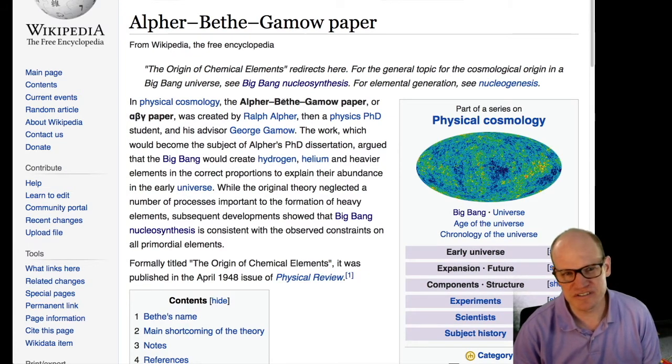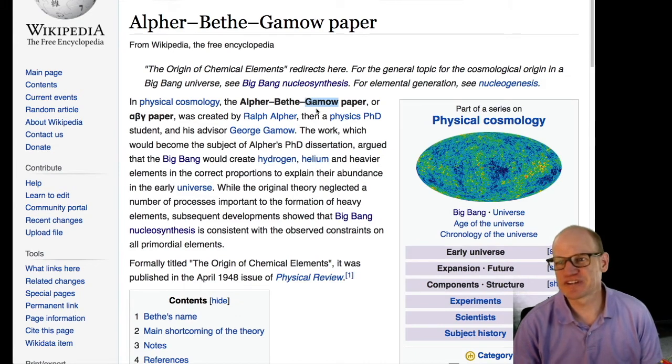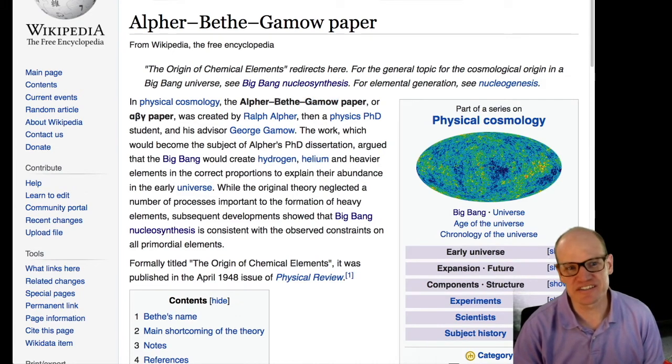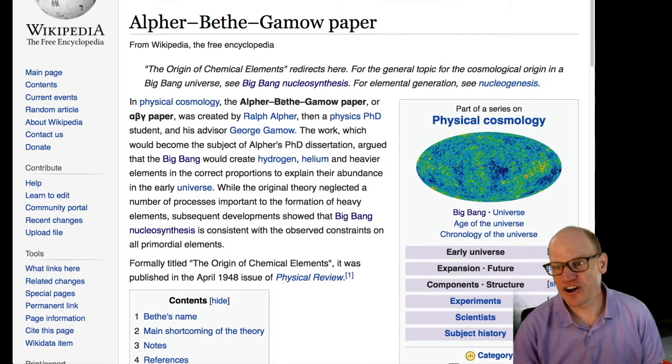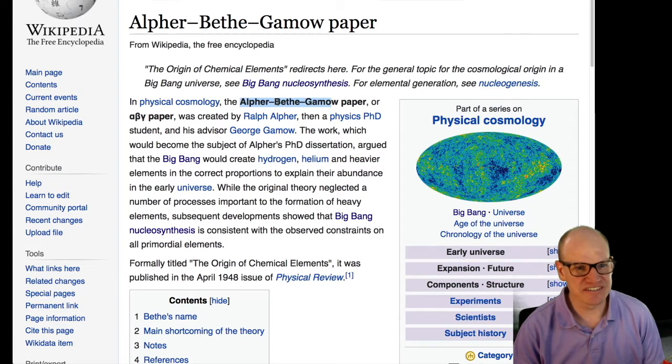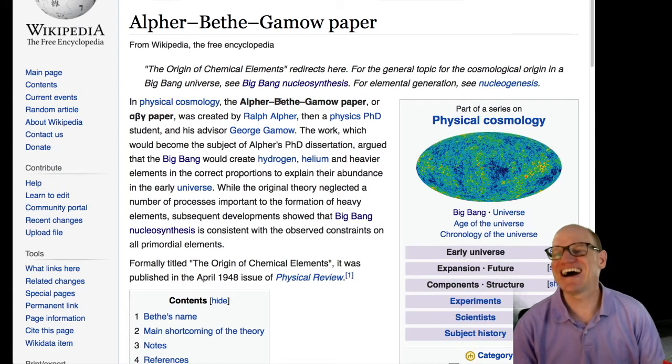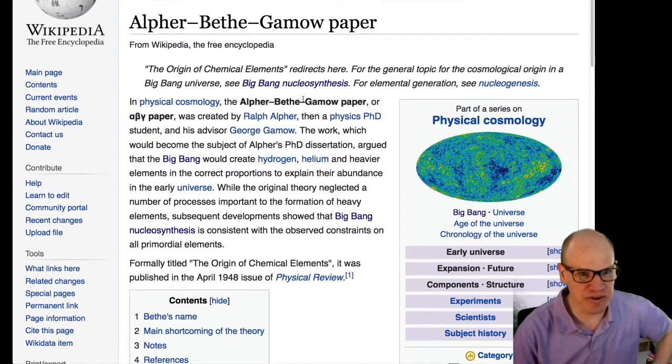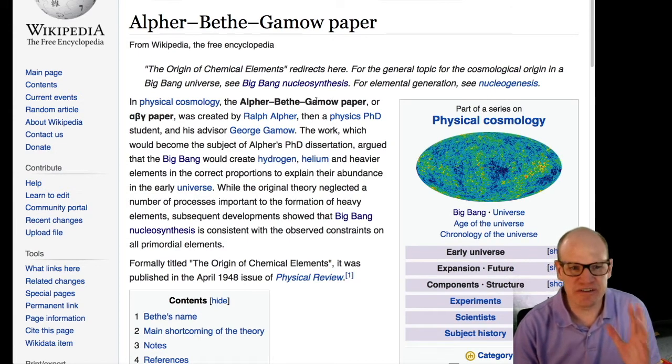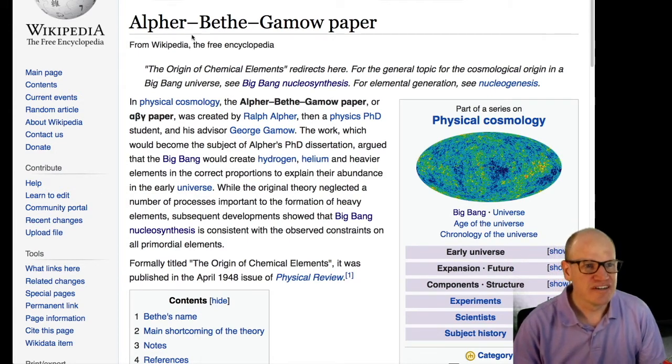Bethe was a nuclear physicist at Cornell, and Gamow was kind of a prankster type person, and so he actually included Bethe on the author list here, even though Bethe really didn't have that much to do with it. And so Alpher, Bethe, and Gamow, because then it sounded like alpha, beta, and gamma. And so anyways, he did it that way on purpose. It was about the Big Bang nucleosynthesis.